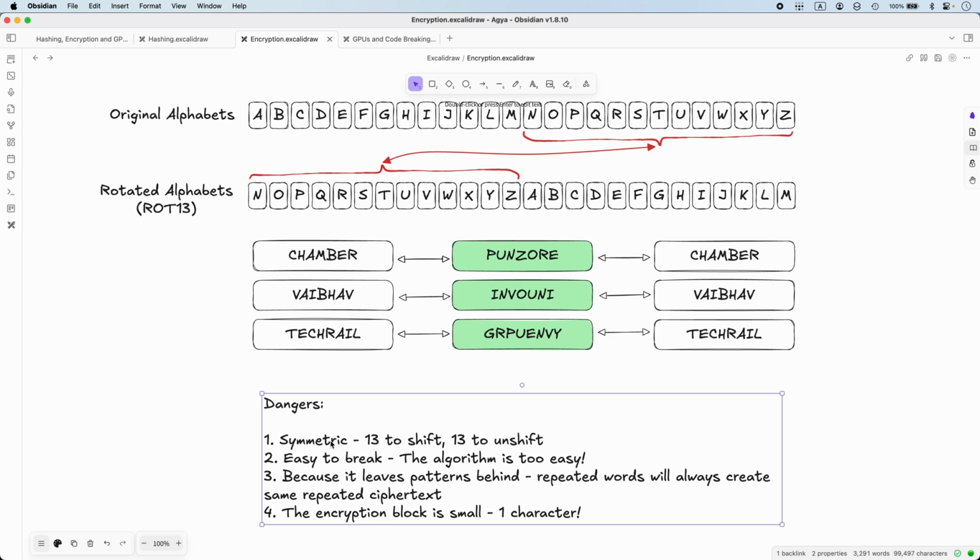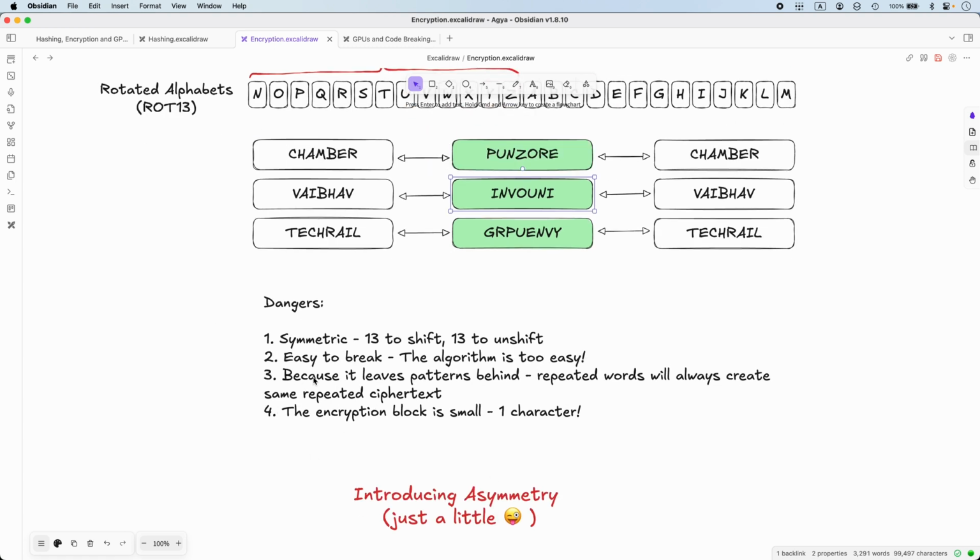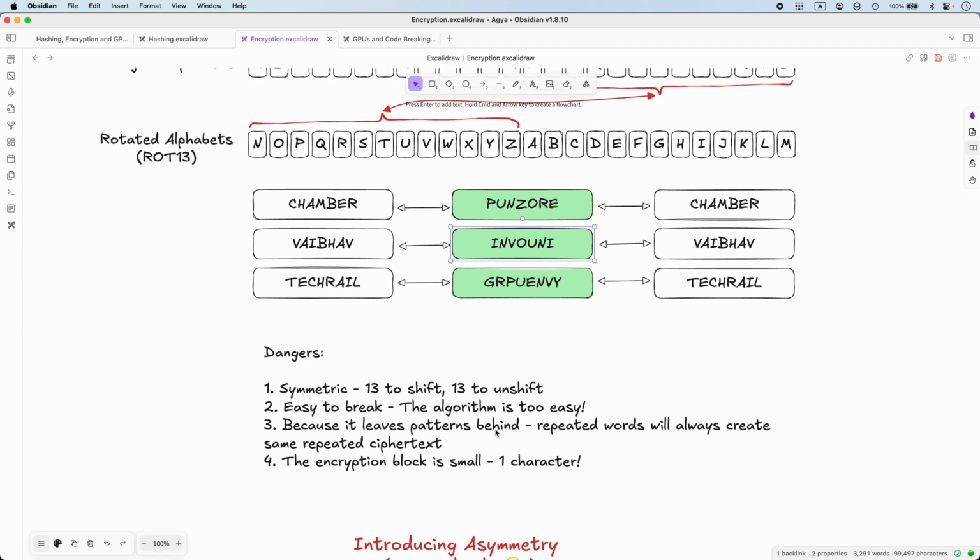What are the dangers? It is symmetric. 13 to shift, 13 to unshift. You apply the same logic to the input, you get it. Easy to break because the algorithm is too easy. Once you have figured out one word, you have more or less figured out everything, right? It's a one-to-one mapping eventually, because it leaves the patterns behind.